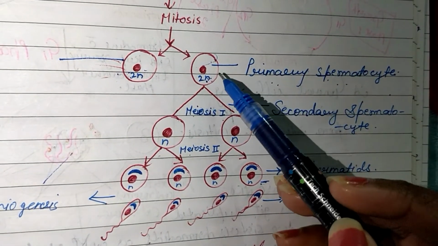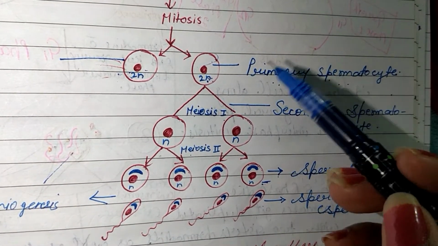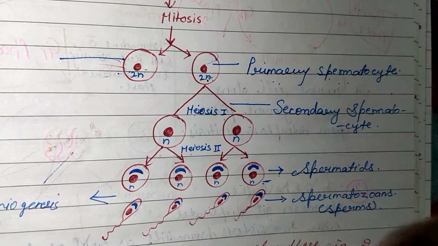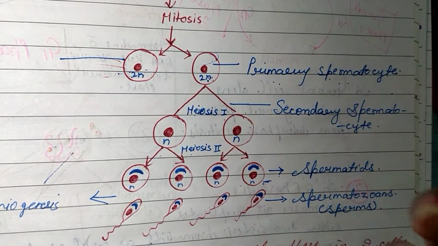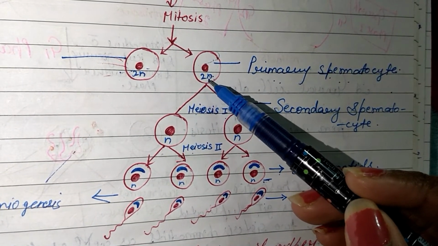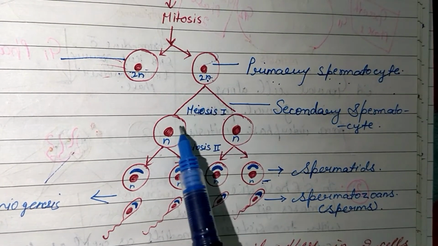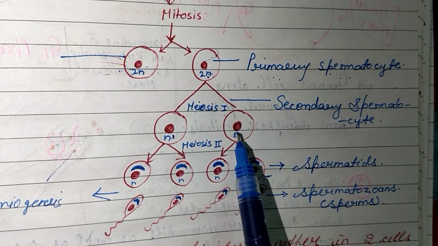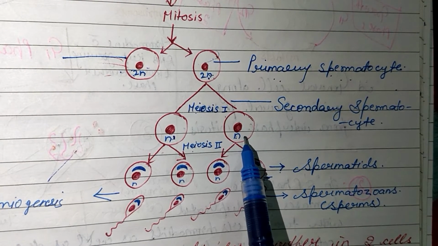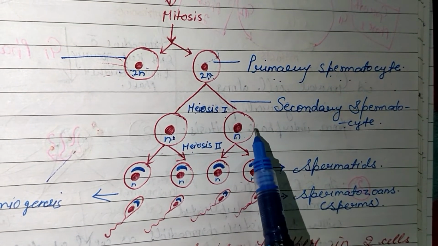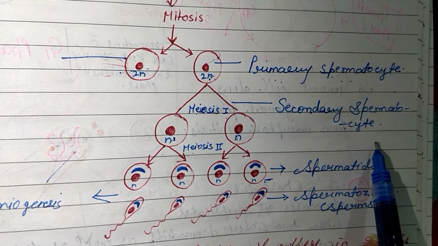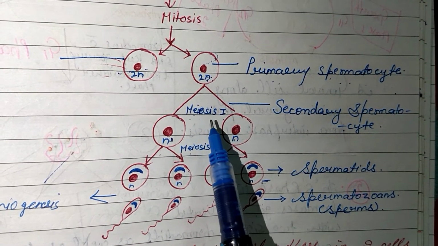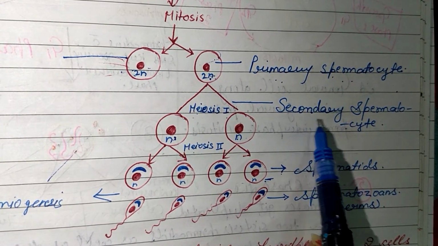After the primary spermatocyte, meiosis will take place, and as we know, in meiosis the cell divides into two cells, but the number of chromosomes will be half. Here the number of chromosomes is 2, and after the division the cell will be divided into two, and the number of chromosomes will be single in each cell. At this stage the cells are called secondary spermatocytes. This is meiosis 1, because this is the first process of meiosis.